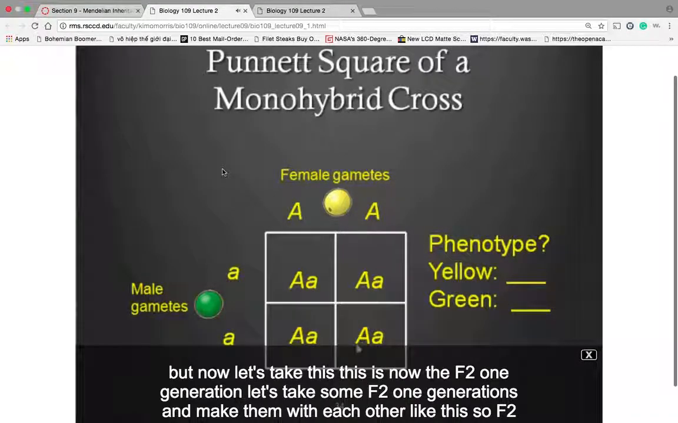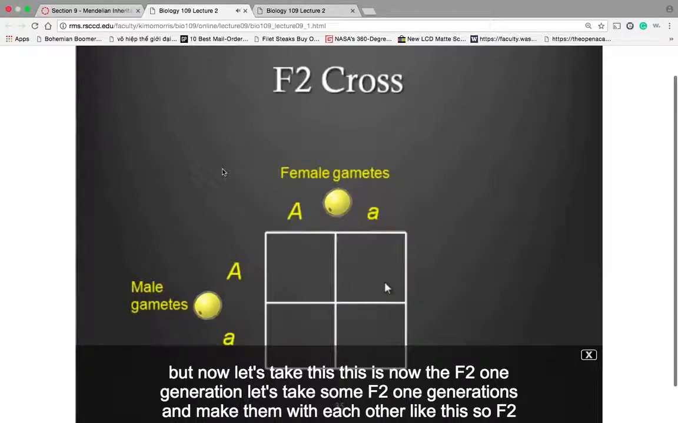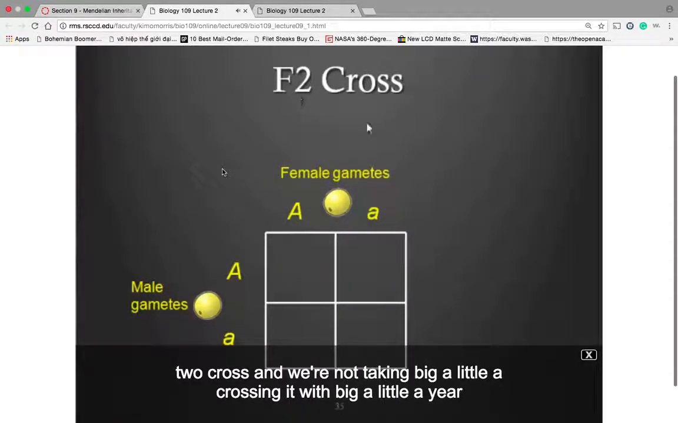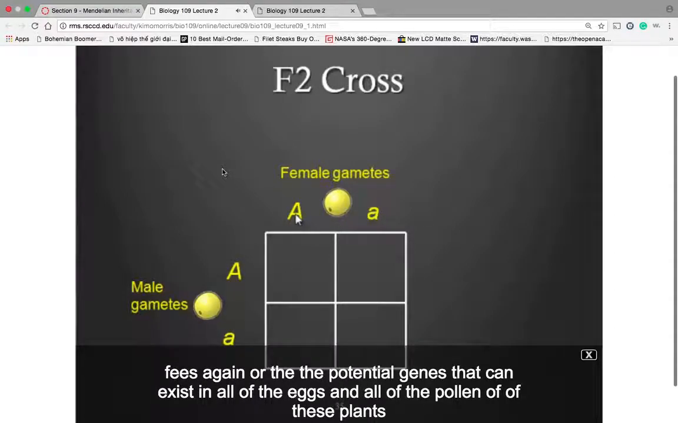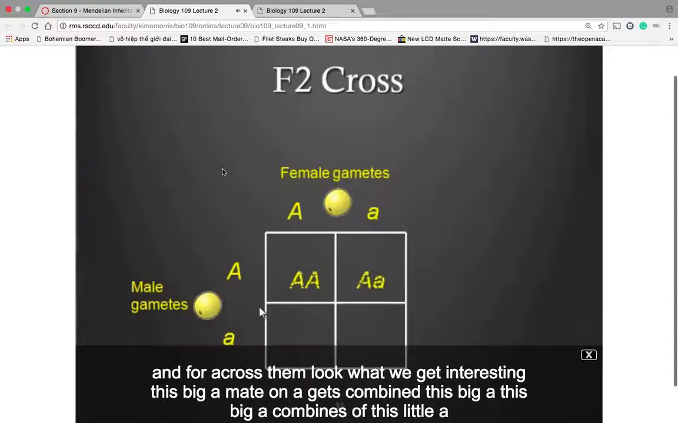But now let's take this. This is now the F1 generation. Let's take some F1 generations and mate them with each other, like this. So, F2 cross: we're now taking big A, little a, and crossing it with big A, little a here. These, again, are the potential genes that can exist in all of the eggs and all of the pollen of these plants. And if we cross them, look what we get.